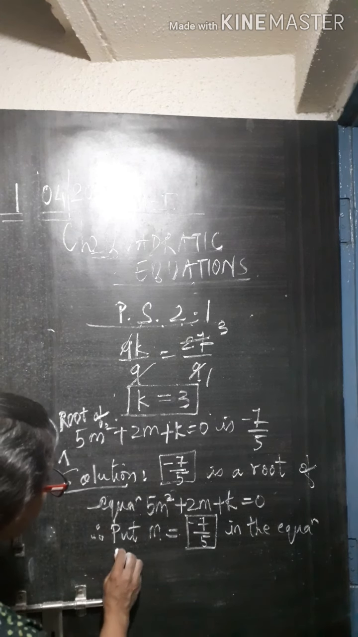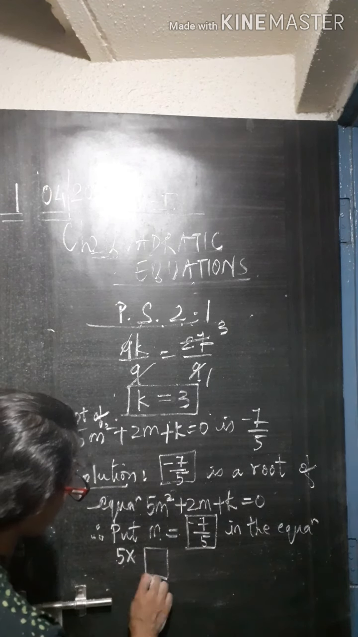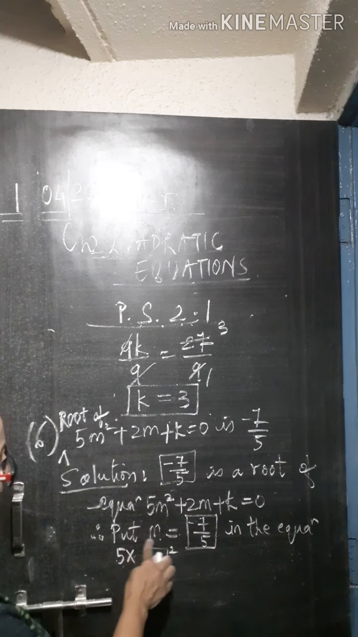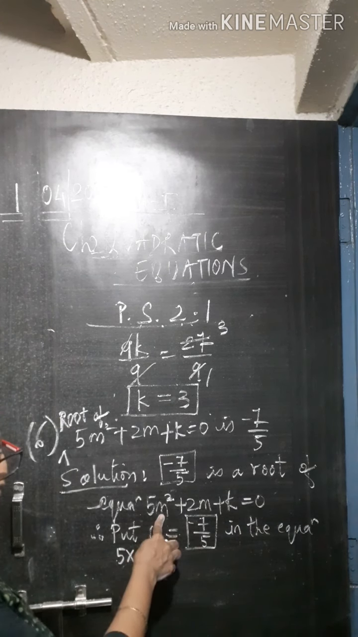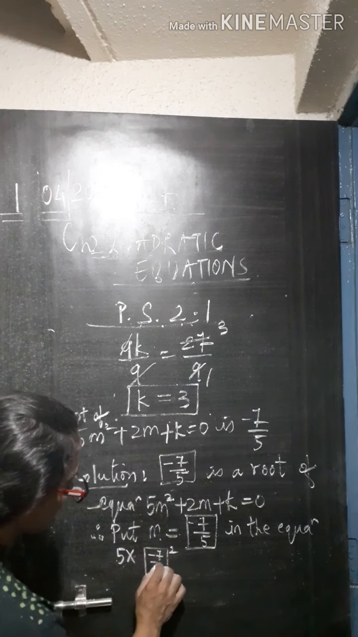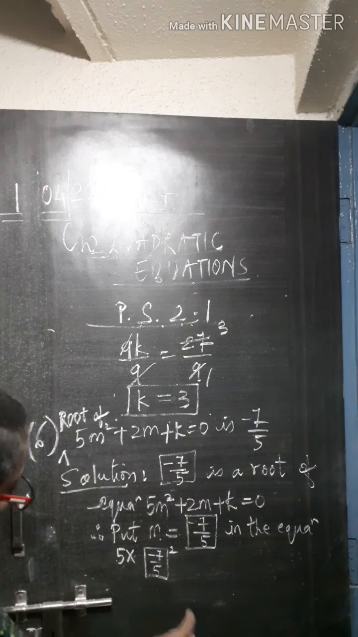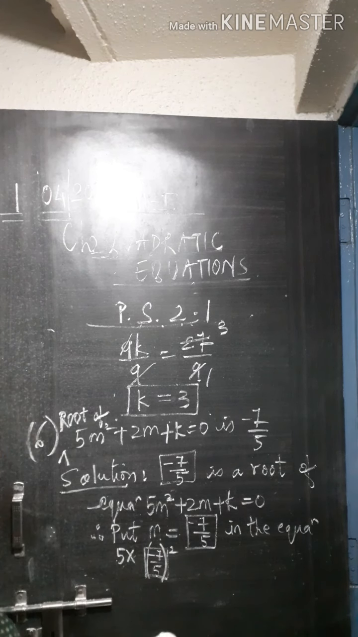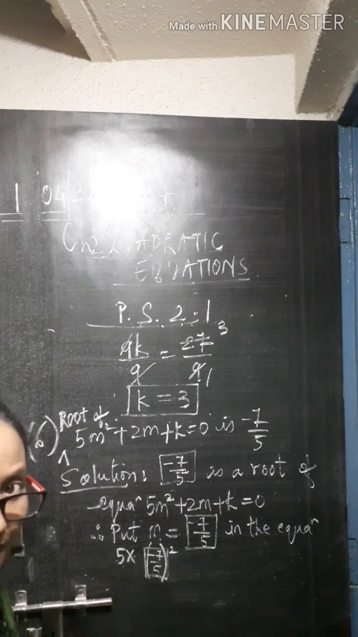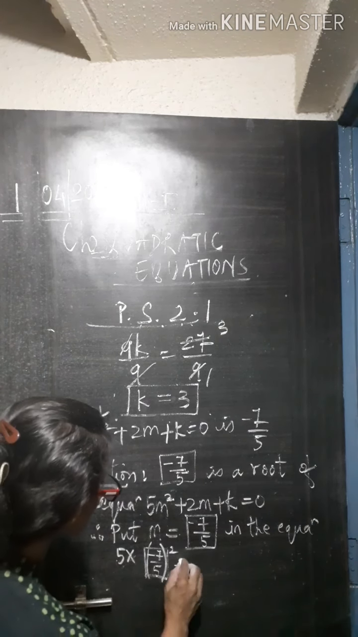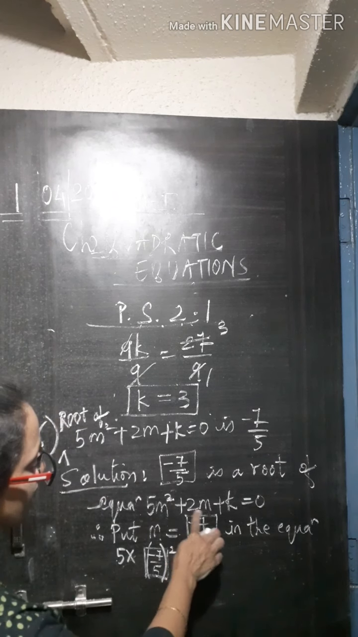Next step they have given 5 multiplied by box square. What will come in this? 5m square. When I put m is equal to minus 7 upon 5, what will I get? 5 multiplied by m square means 5 multiplied by m value, minus 7 upon 5, square. I have to put a bracket and square. So in the box I will get minus 7 upon 5 bracket. Square is already given.